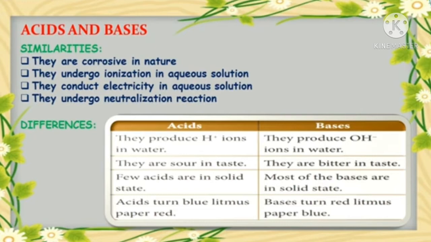Now let's see the differences between acids and bases. Acids produce H+ ions in water. Bases produce OH- hydroxide ions in water. Acids are sour in taste. Bases are bitter in taste. Few acids are in solid state, and most of the bases are in solid state. Acids turn blue litmus paper red, and bases turn red litmus paper blue.